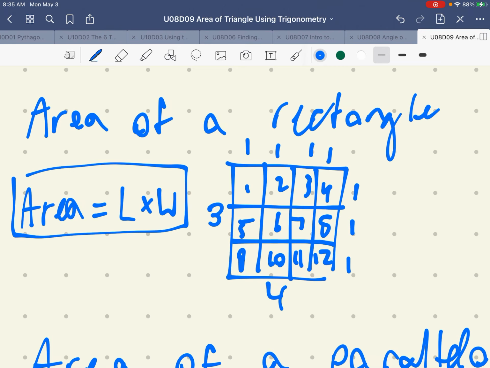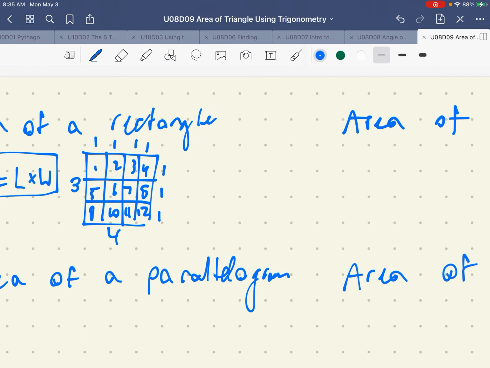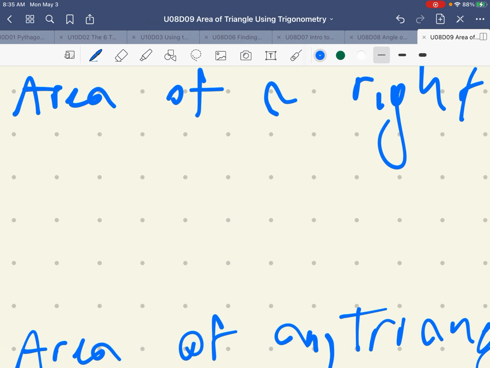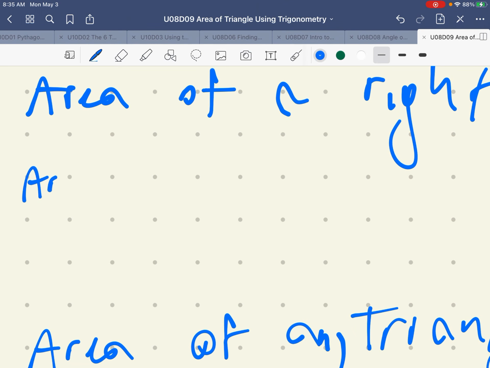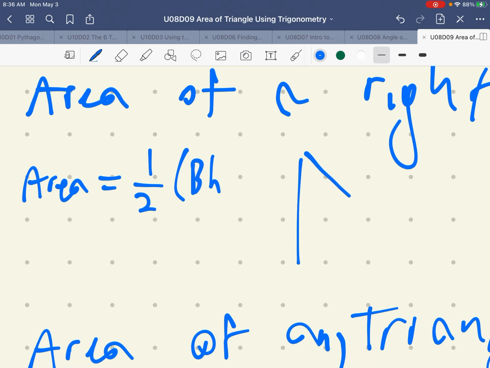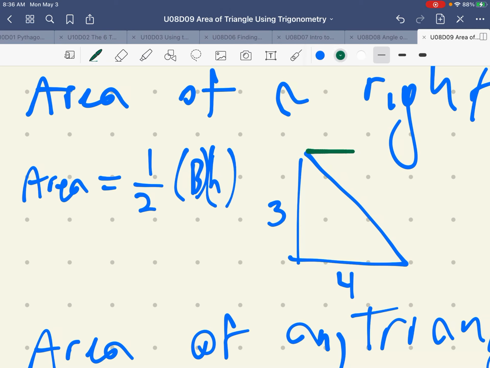Now, there are some other shapes, and they all have their own area formulas. We're going to take a look at the right triangle now. This is going to be the area of our right triangle, and it has a formula of area is equal to 1/2 what's called base times height. So I'm going to draw a right triangle here. It's going to have the same base as before, so 4, and a height of 3. And this is going to have half the area of that rectangle. And we can very easily see why.